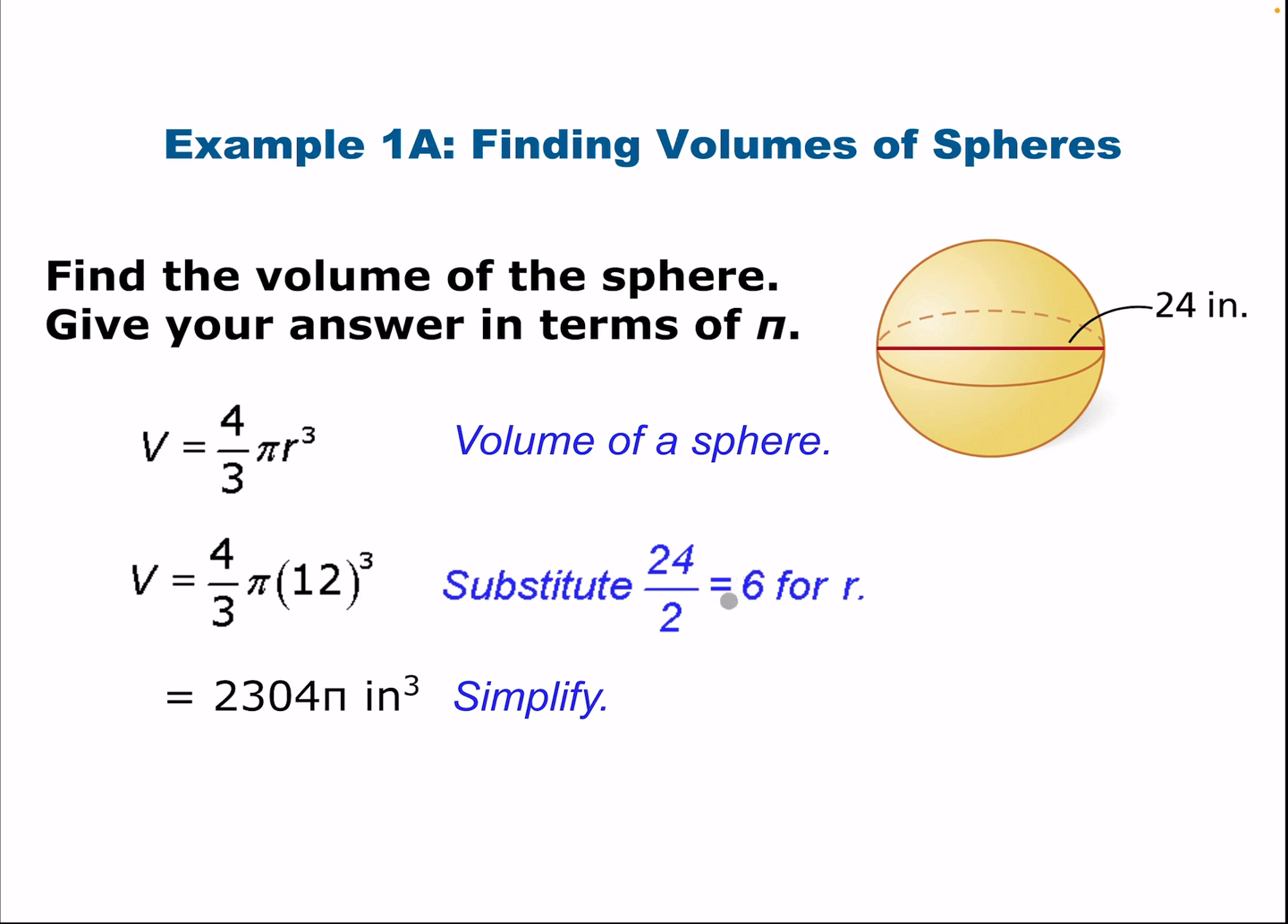Please ignore this. This should say 24 divided by 2 is 12, not 6. Apparently I had too much pi that day. Apologize.